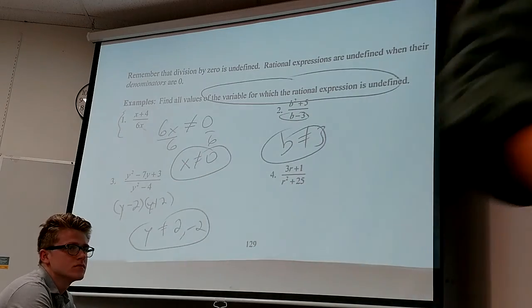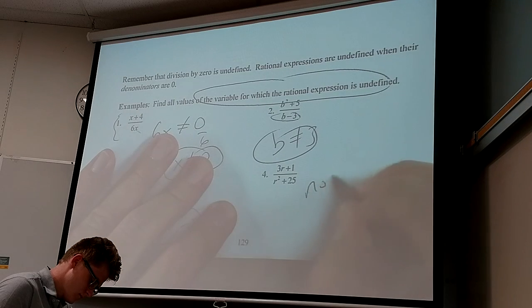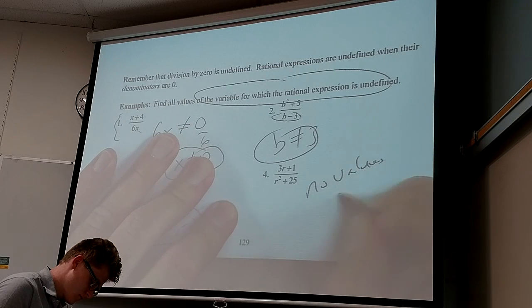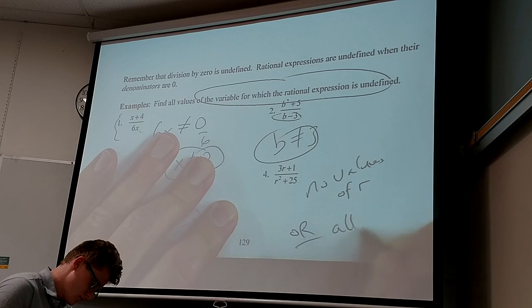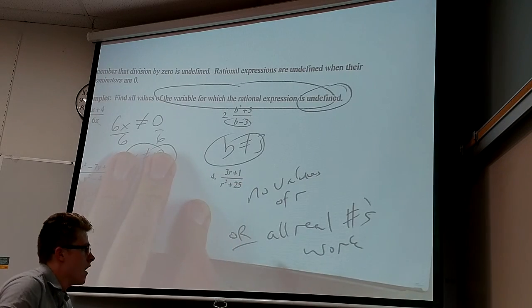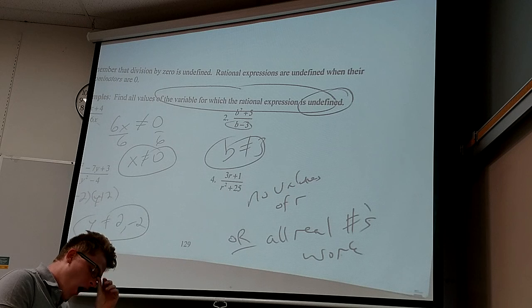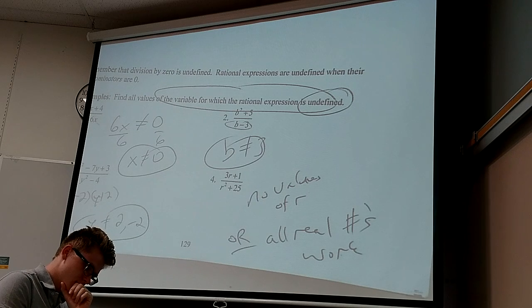So your answer would be no values of r, or you can say all real numbers work. They both mean the same thing, right? No values of r make it undefined, or all real numbers work. They both answer the question. You guys cool with that? So it's not just because I can't factor it. It's because it can't be 0. That's the more important point of that.